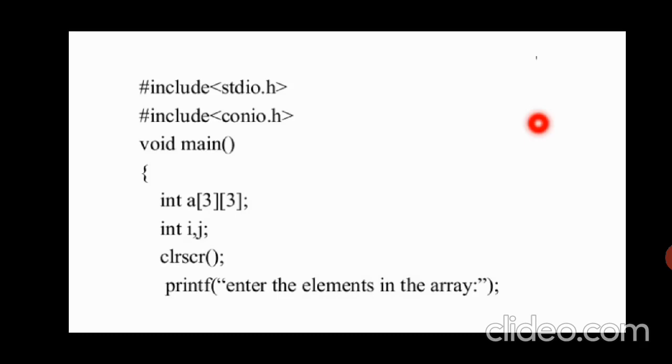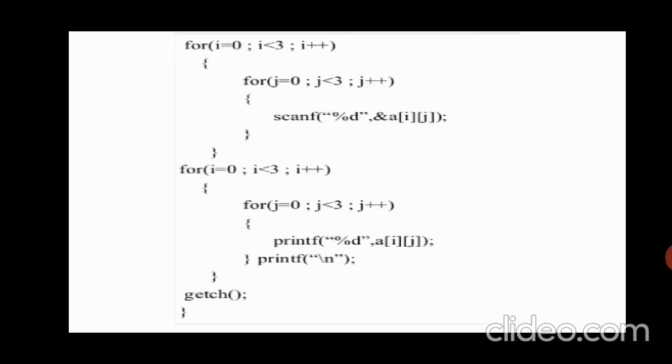Now we see a simple program to input array elements and print them using for loop. Here in the first for loop we accept the elements of the 2D array. Here we can see scanf, and in the second for loop we print all the elements of the 2D array. Thank you.